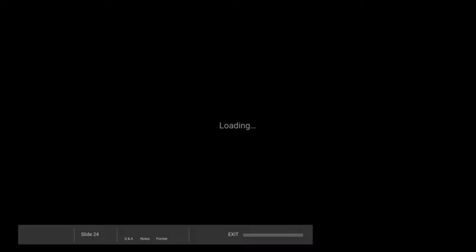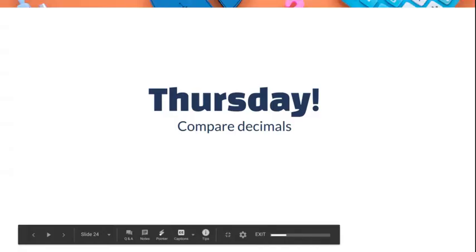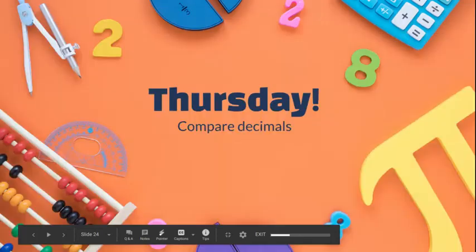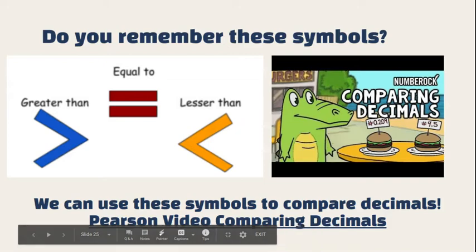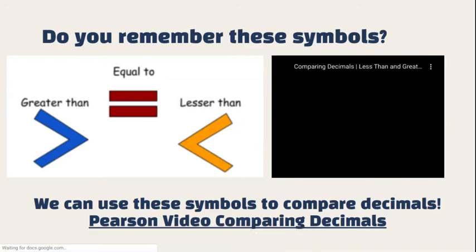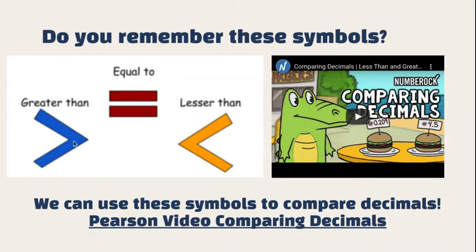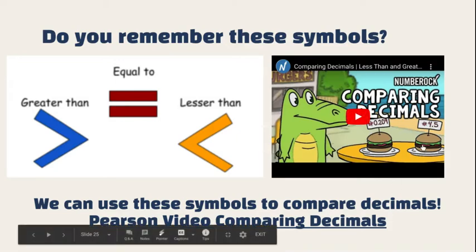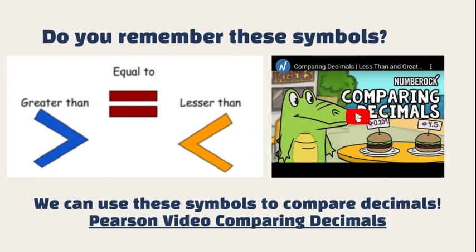So, today is all about comparing decimals. We've done this in the past. We've compared numbers, we've compared fractions, and now we're going to be comparing decimals, okay? So if you remember these symbols, we have the greater than symbol, the less than symbol, and the equal symbol. We're going to use these same symbols that we've been using all year on decimals now. Okay, let's take a look at this Number Rock video first.